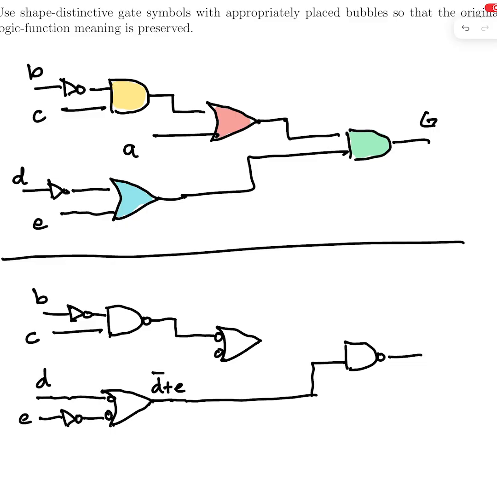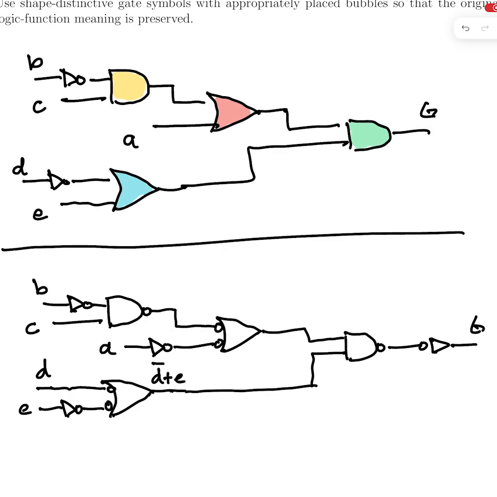And then I need A coming in, so I need an inverter here. Okay, no inverter needed here because the input doesn't have an inverter. And then the output needs to be inverted to get to G. All right, so there's that expression.